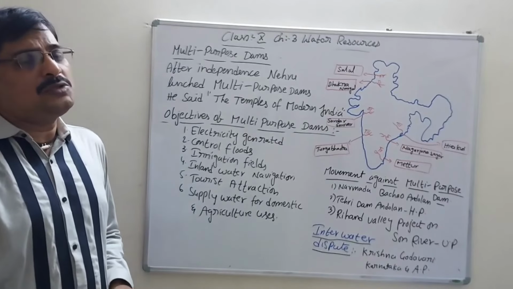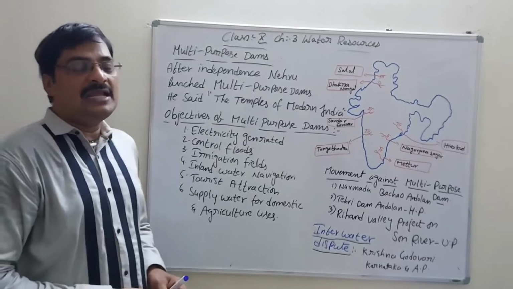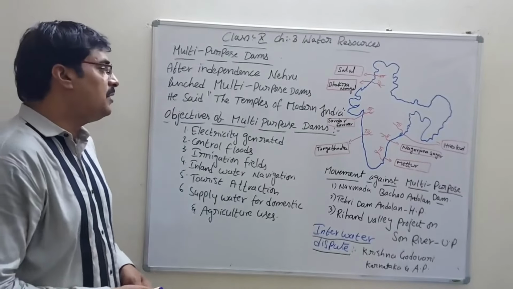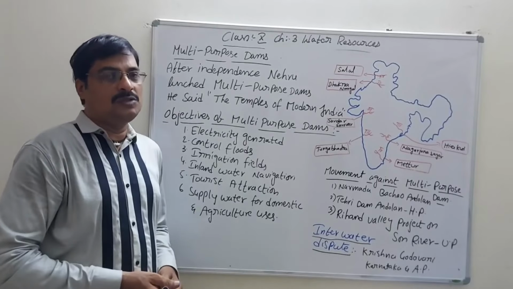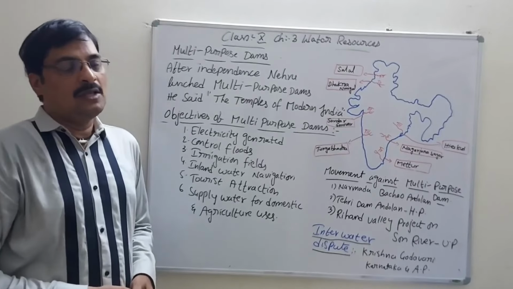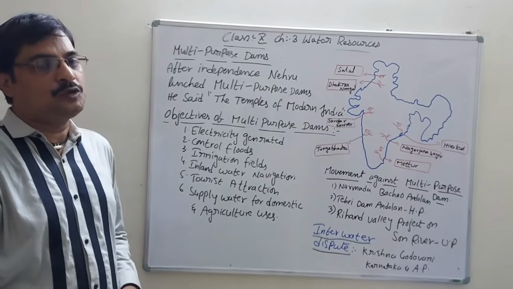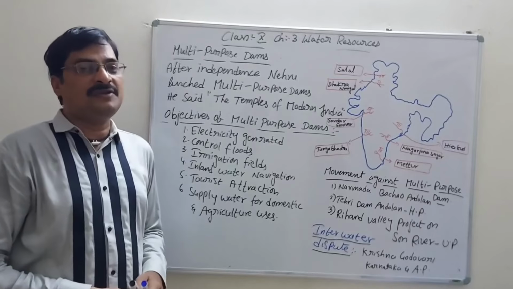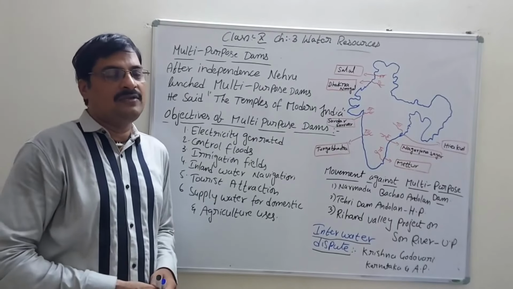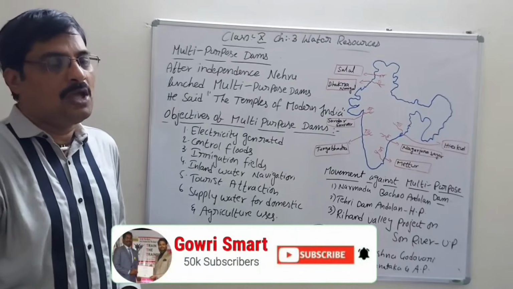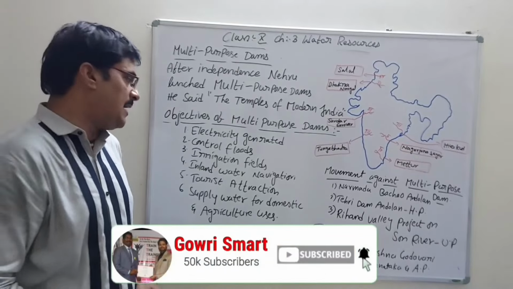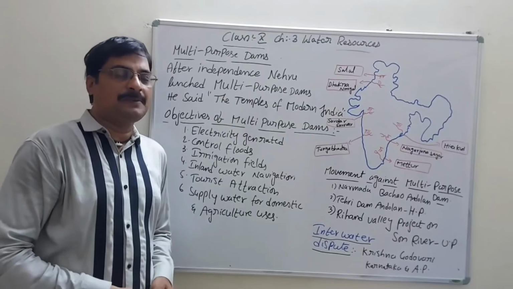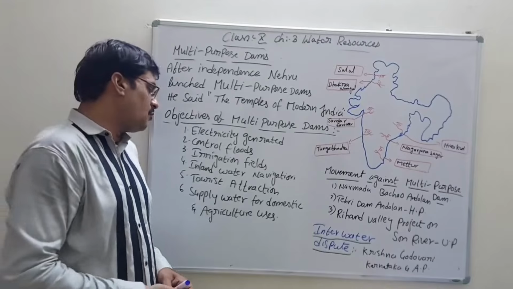Okay, what are the objectives of multi-purpose dams? What are the uses of multi-purpose dams? Yes, we have electricity generation: we use water turbines and produce electricity from the water in dams. And we have to control floods. Whatever floods are there, multi-purpose dams are used for controlling them. And irrigation, water supply to agricultural fields. For that purpose also we are using dam water.